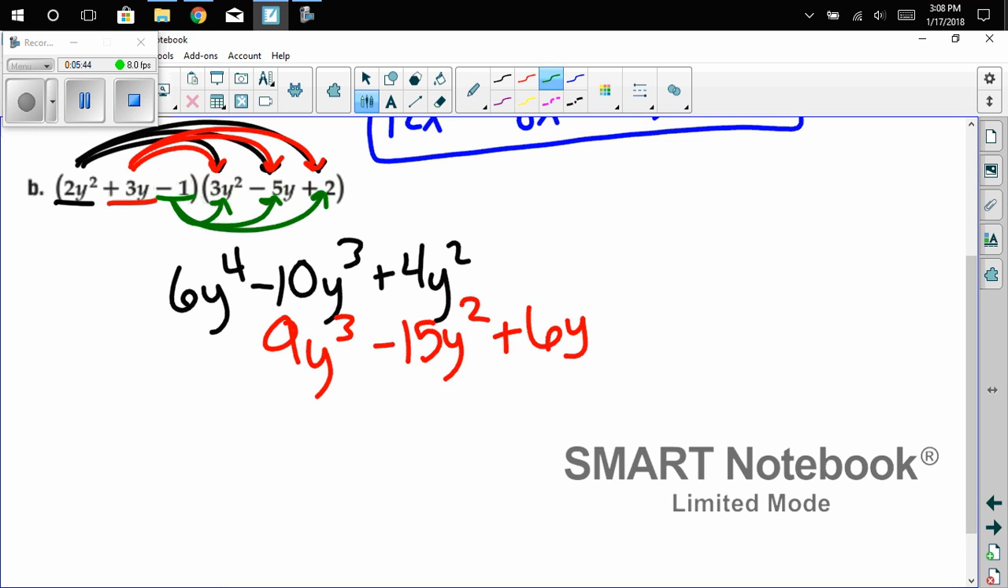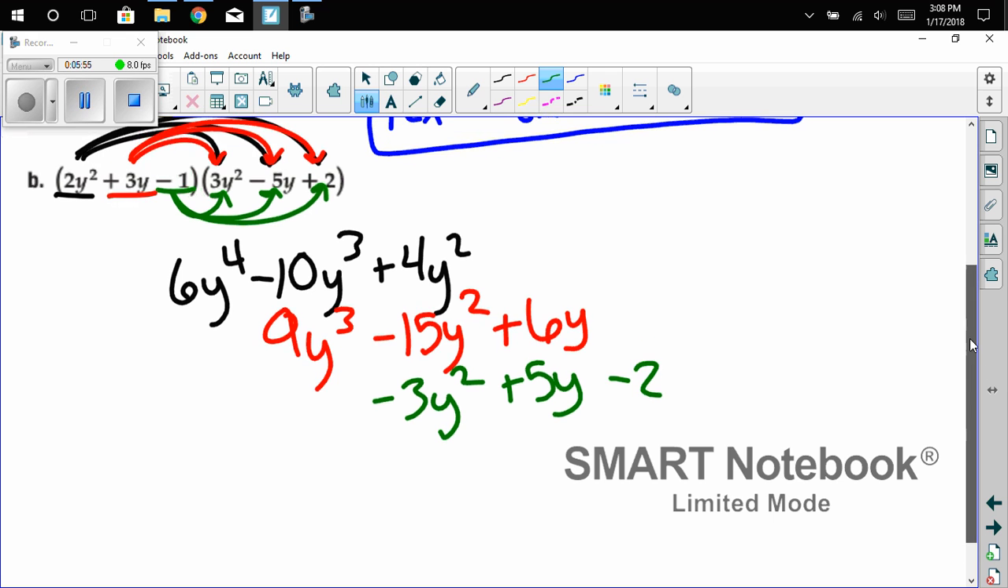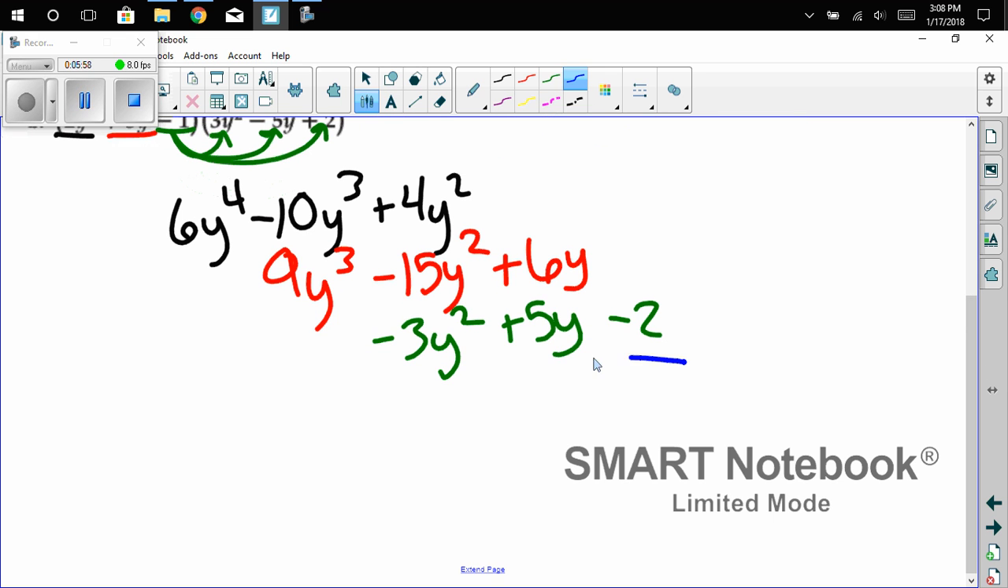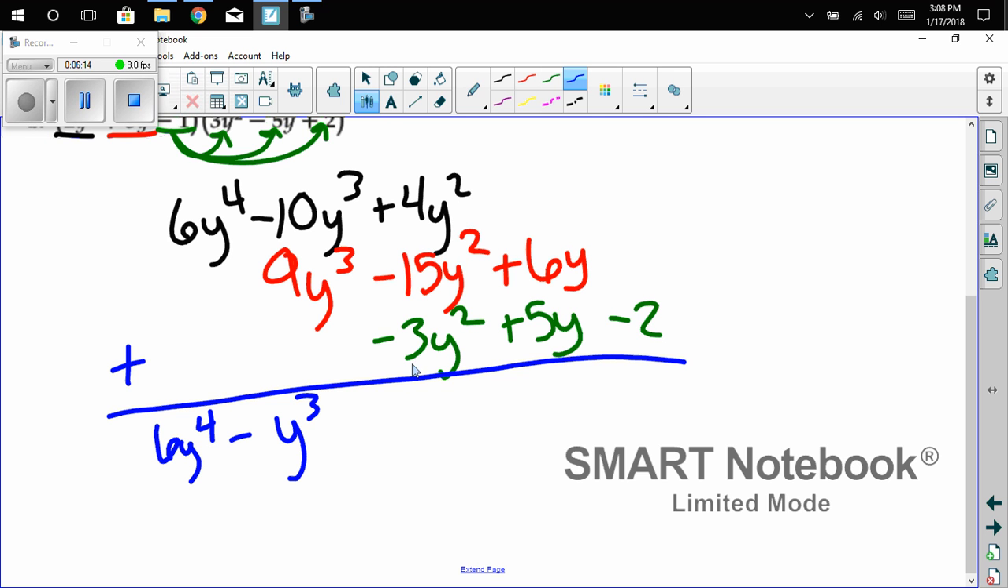So negative 1 times 3y squared is going to be negative 3y squared. Negative 1 times negative 5y is going to be positive 5y. And negative 1 times 2 is going to be negative 2. Last step is just add the columns. So nothing goes with 6y to the fourth. Negative 10y cubed and 9y cubed would be negative y cubed. 4y squared and negative 15y squared and negative 3y squared.